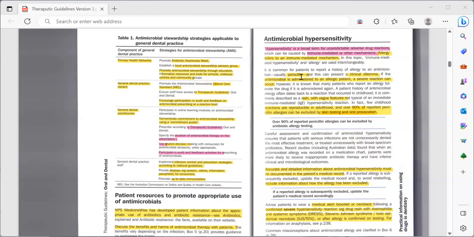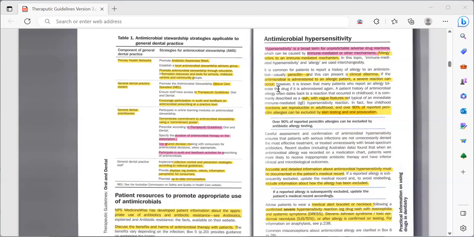All right, so it is common for patients to report a history of allergy, because allergic reaction to penicillin is a very common problem, and we as clinicians always experience these types of patients. So in those conditions, what can we do, and what is the actual scenario? That's what they talk about here. If an antimicrobial is administered to an allergic patient, then a severe reaction can occur. However, it is known that many patients who report an allergy tolerate the drug if it is administered again.